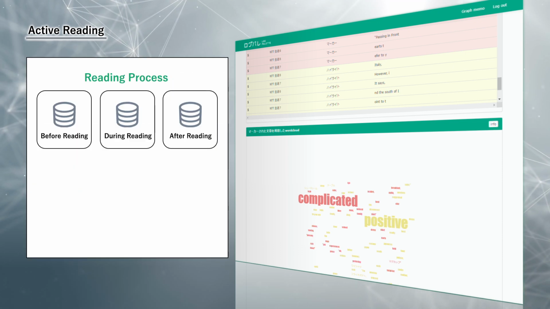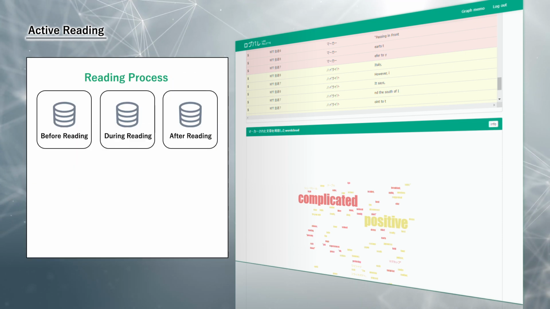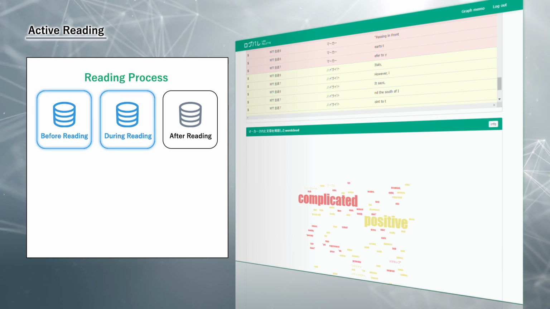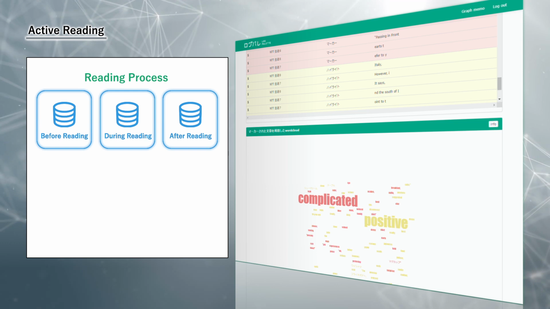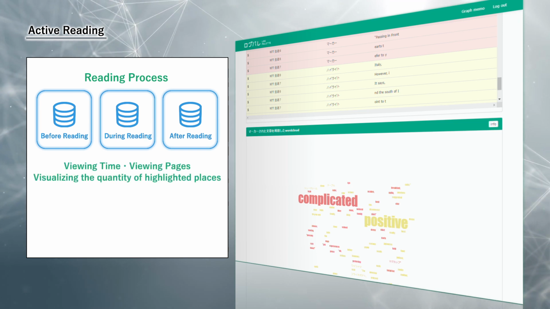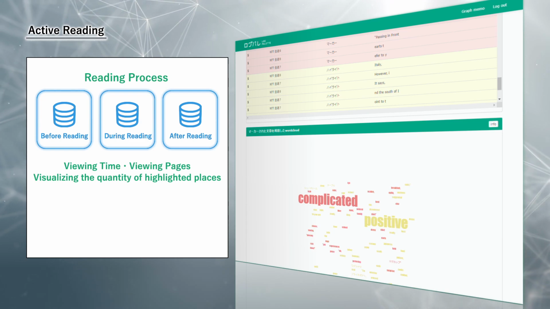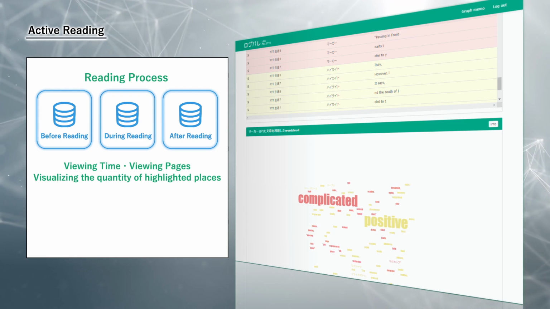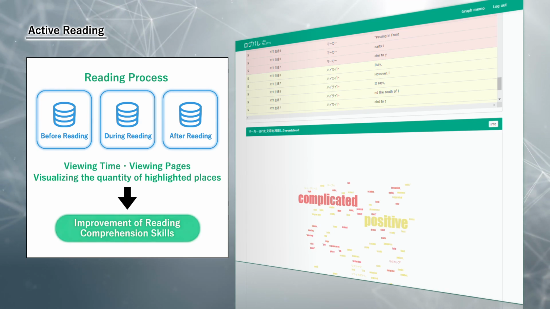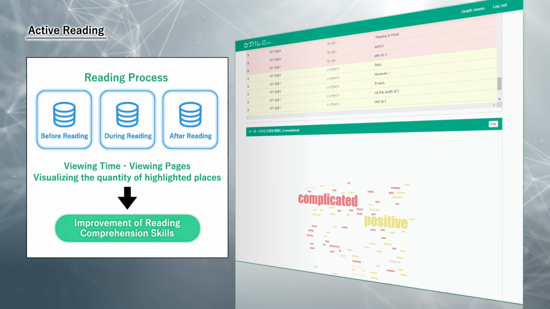The fifth function is active reading function for promoting active reading comprehension skills. Active reading is a system that divides reading progress into 3 stages: before reading, during reading, and after reading to support students' reading comprehension. The log data in each phase visualizes their activities. This provides appropriate feedback to improve and enhance their individual skills of reading comprehension.